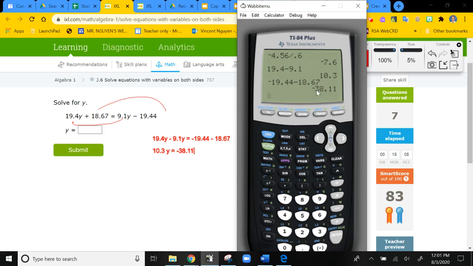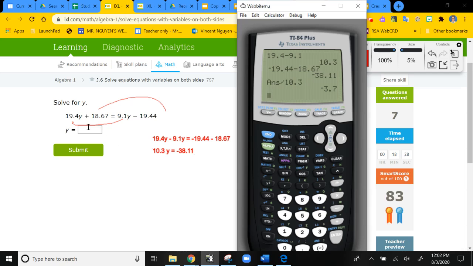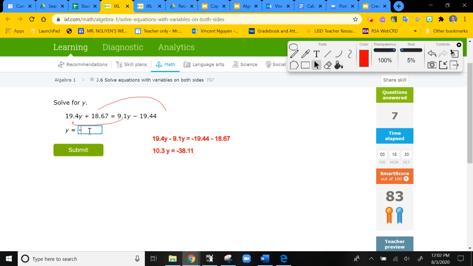So we're going to go to our calculator and take this answer, and you can just type in divide because it's going to take the previous answer and divide it. 10.3. Enter. Negative 3.7 is our answer. So we're going to type that in. Negative 3.7.